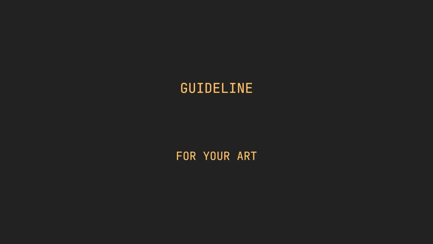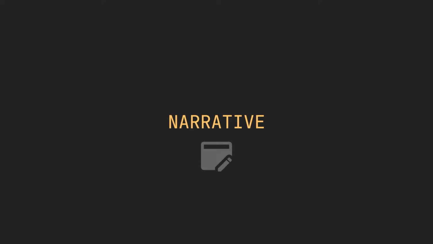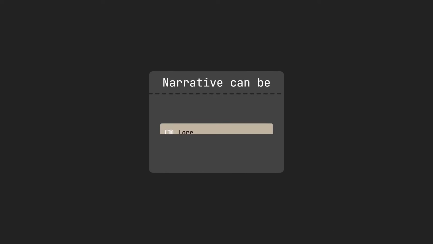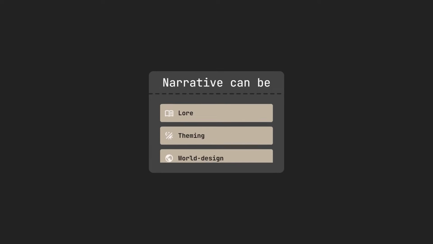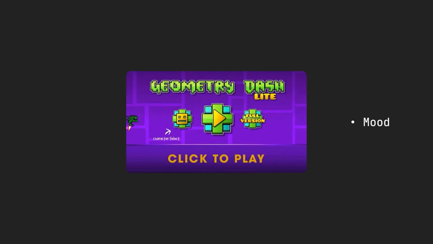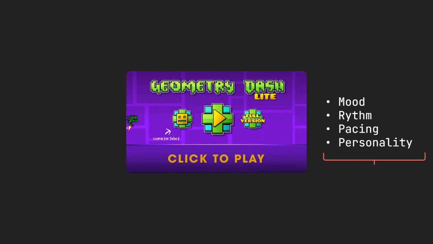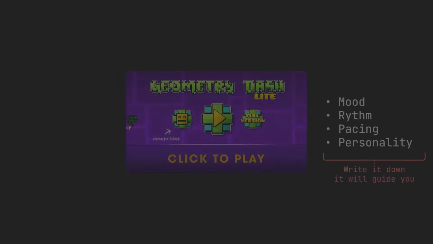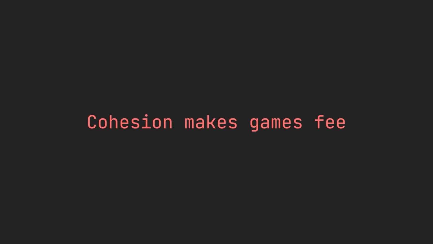stylistic. And another big part of this is narrative, or your general world. Even if your game has no dialogue, it has a tone, a world. What is the lore? What are the themes? Even a game like Geometry Dash has a mood, rhythm, pacing, and personality. Write that down. It will guide your menus, your transitions, your dev screens. Cohesion makes games feel good.